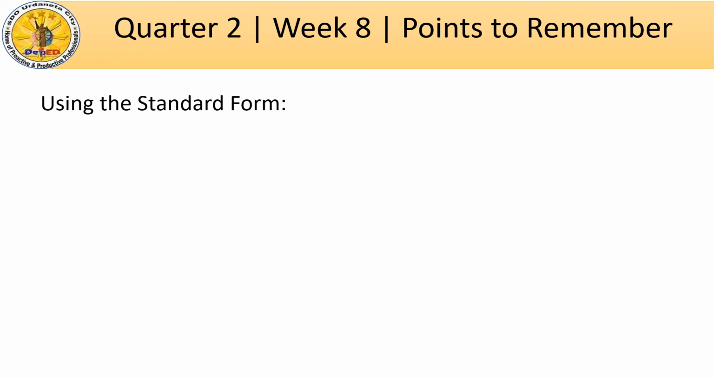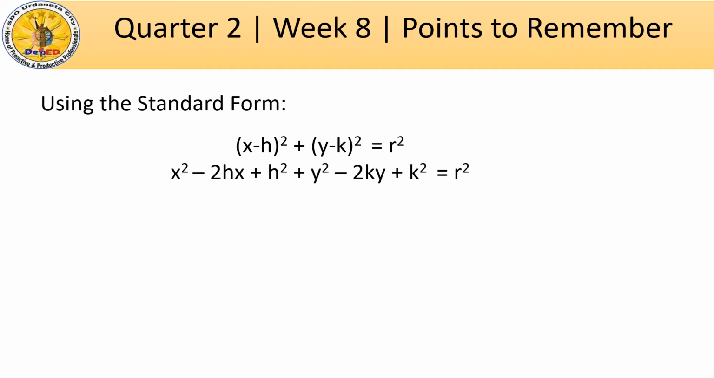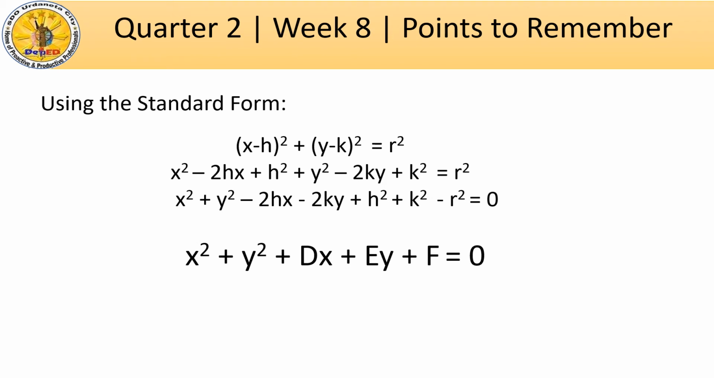Okay, using the standard form, we then have to square the binomials and collect terms. We have x squared minus 2hx plus h squared plus y squared minus 2ky plus k squared is equal to r squared. Then we have x squared plus y squared minus 2hx minus 2ky plus h squared plus k squared minus r squared is equal to 0.